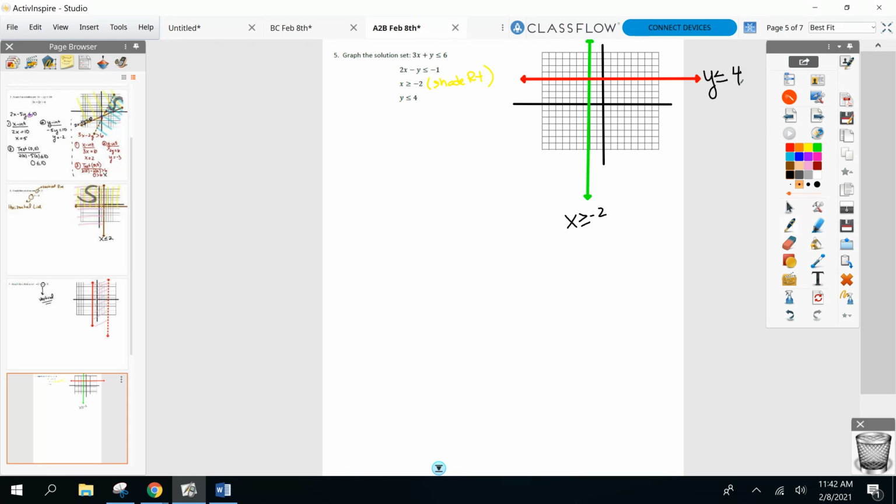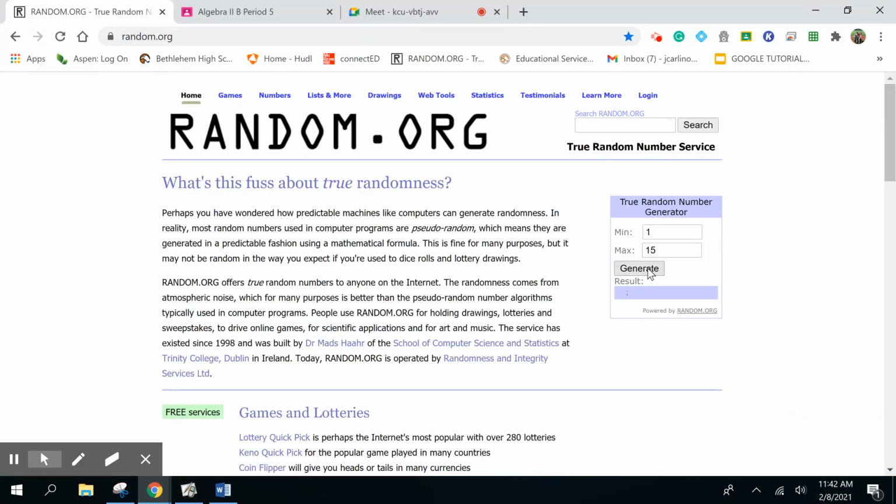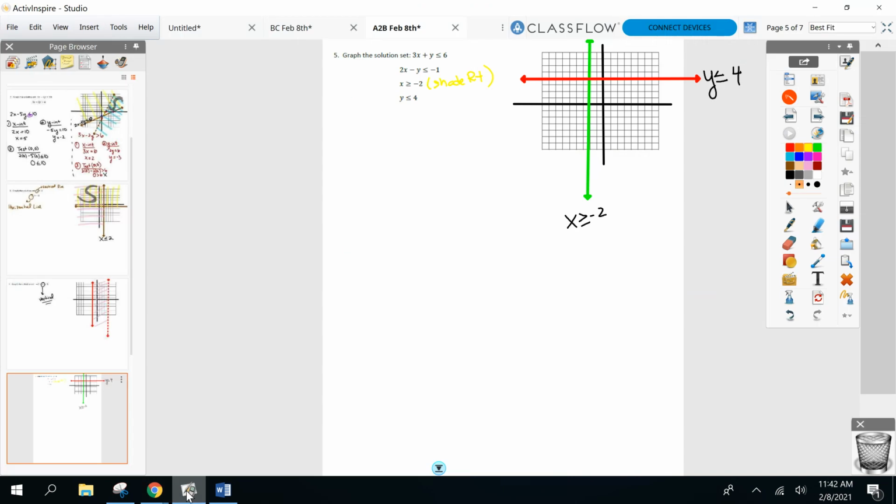All right, let's think in your mind now. Would you shade this one above or below? Where are all your y's less than 4? Would you shade above or below here? Below. All right, so I say shade below, just to remind myself.